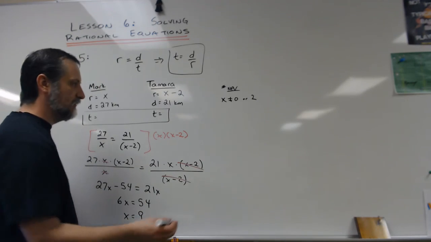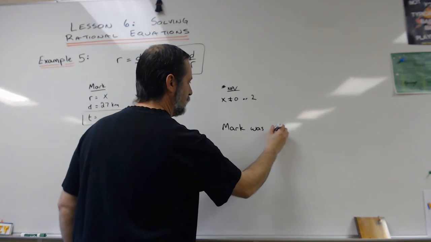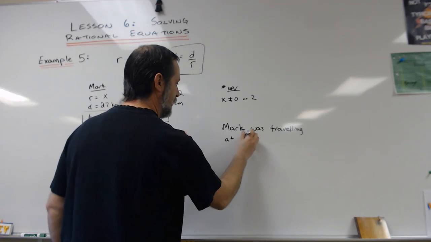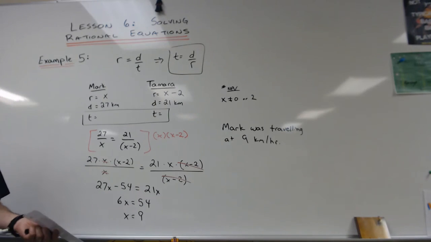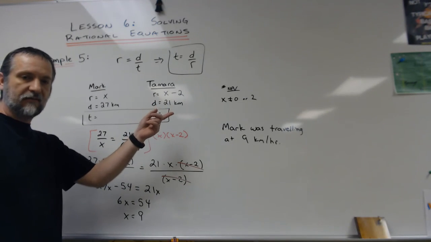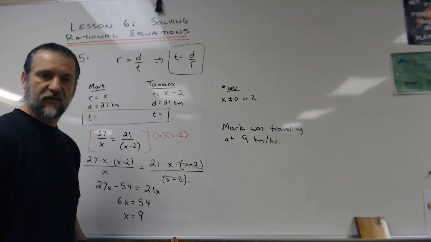How fast was Mark traveling? Mark was traveling at 9 kilometers per hour. Again, the only difference was, of course, they had it set up where they solved for Tamara going at 7 kilometers an hour, and then they added 2 to get Mark's 9. I just set it up slightly differently.